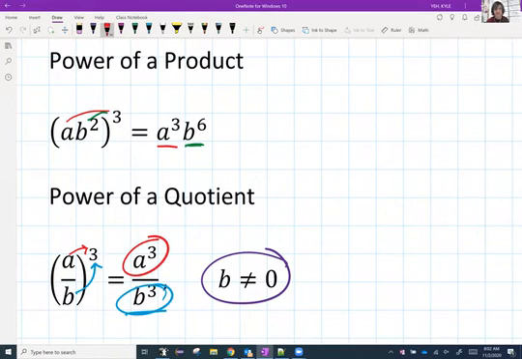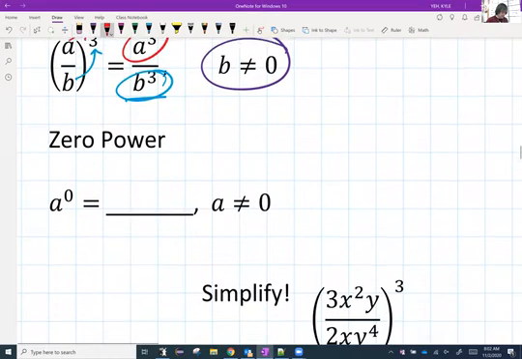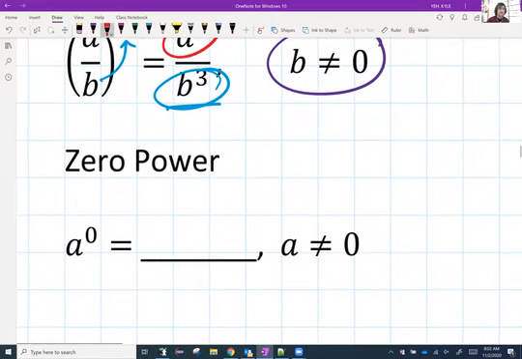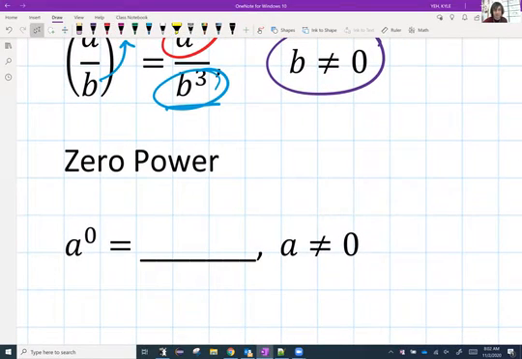So things we've actually seen, things we've kind of done already this year, just wanting to formally lay them out and then get us to our last rule. And this is kind of a weird one, but this is a really important one for you to know. What is a to the 0th power? A to the 0th power is 1, provided that a is anything but 0.